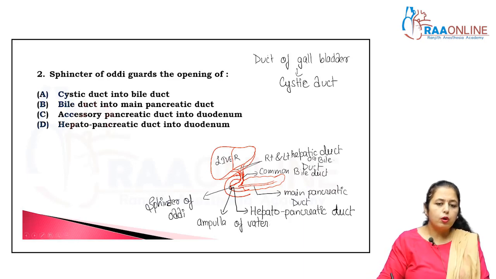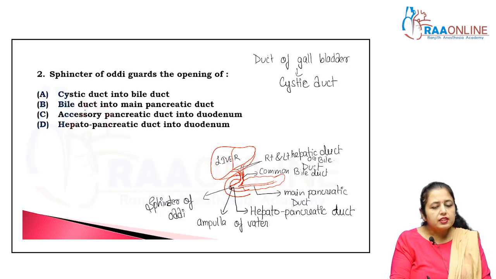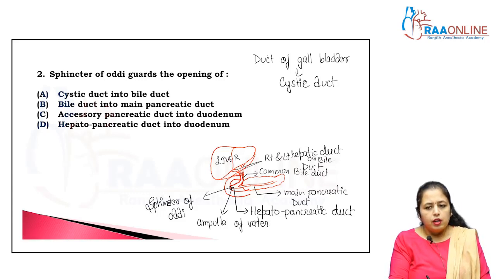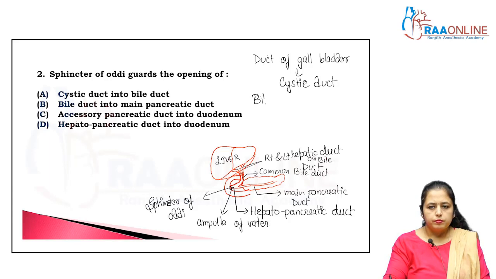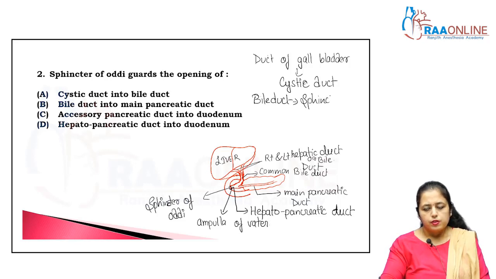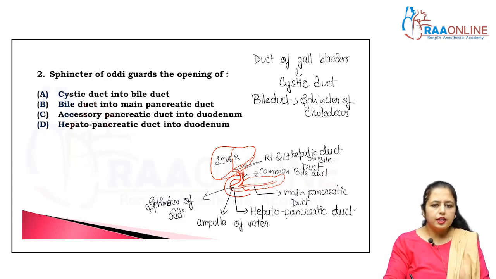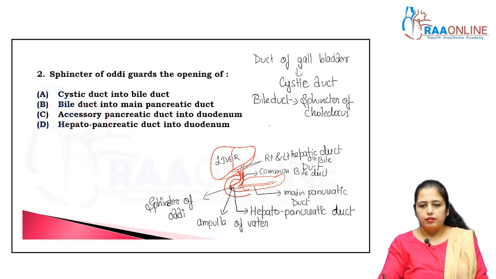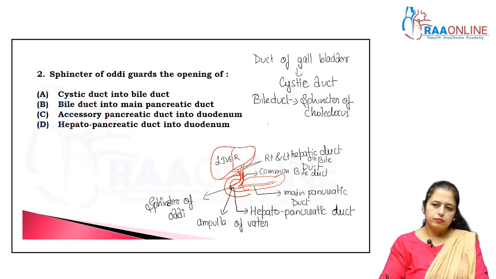Right, and it gets formed to common bile duct. So bile duct into the main pancreatic duct? No, right? Bile duct is guarded by the sphincter of Choledochus, and that pancreatic duct is guarded by the sphincter of Boyden. That sphincter of Choledochus is also known as the sphincter of Boyden, right?